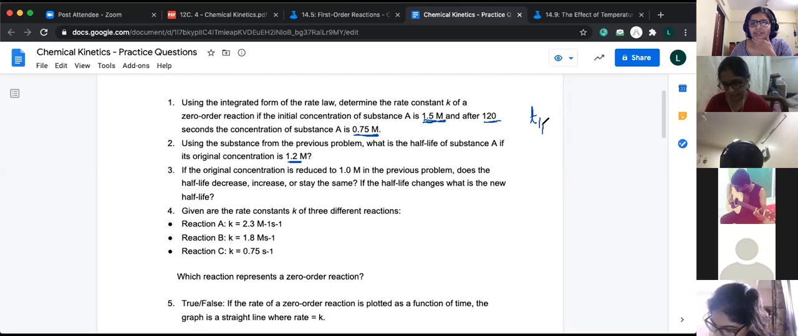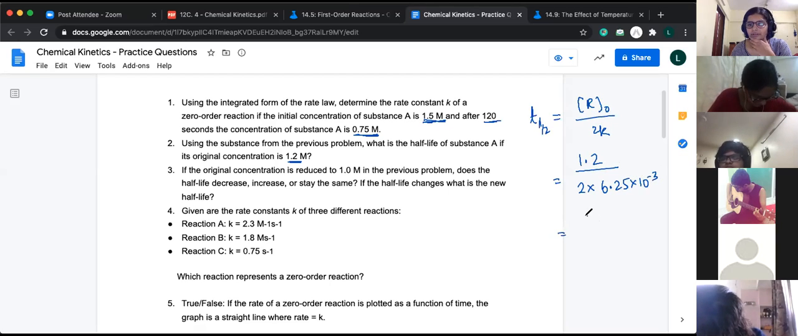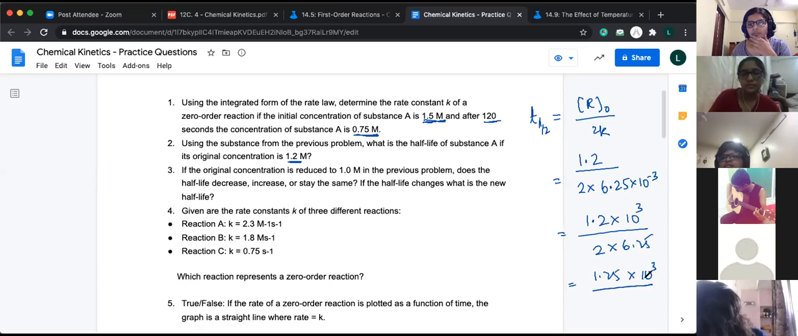All right. So t half equals R naught upon 2k. So R naught in this case is 1.2 m upon 2 into what we estimated to be 6.25 into 10 power minus 3. Take it up: 1.2 into 10 cube upon 2 into 6.25. I just multiply this because it makes it easier. 2 5s are 10.